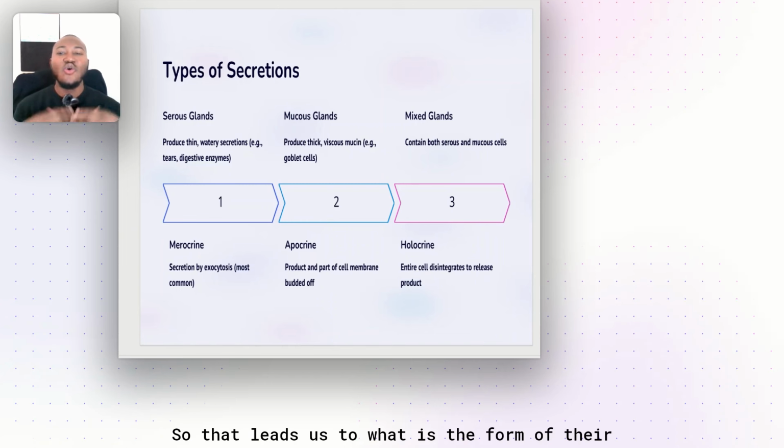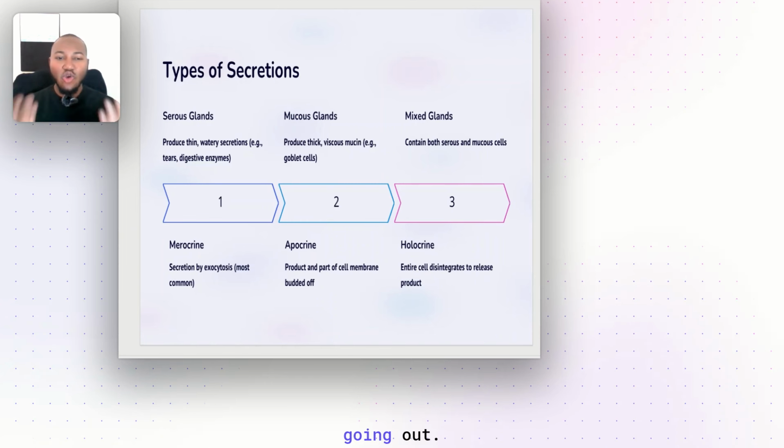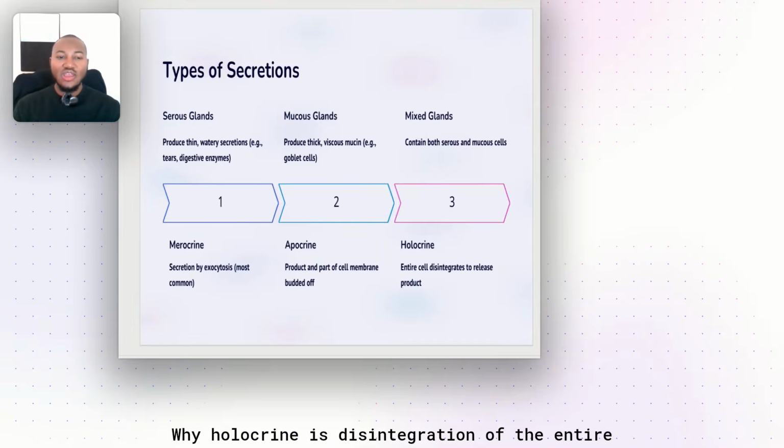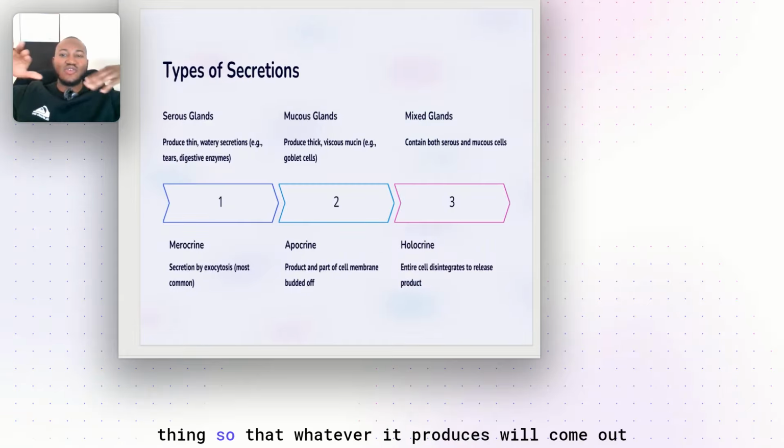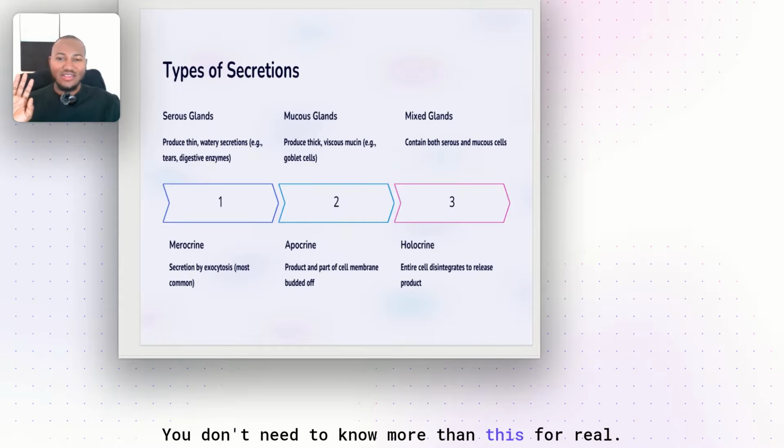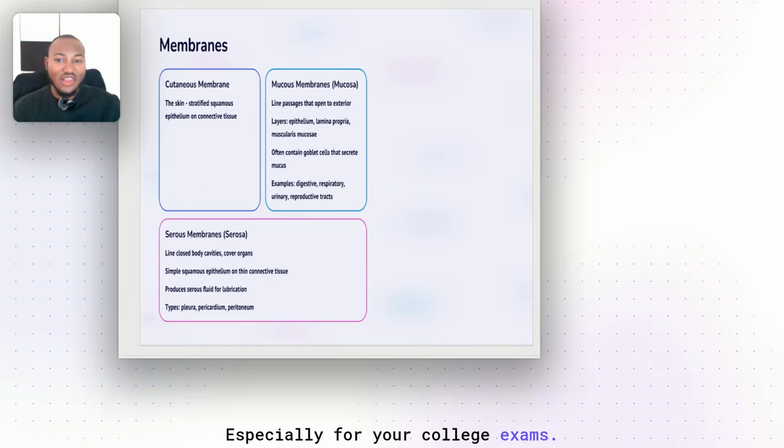So that leads us to the form of their going out. We have the merocrine, the apocrine, the holocrine. Merocrine is from exocytosis, it bursts and it moves. Apocrine, you understand, it's budding off. While holocrine is disintegration of the entire cell, so that whatever it produces will come out. Simple. You don't need to know more than this. For real. Especially for your college exams, for your college AP1 and AP2.